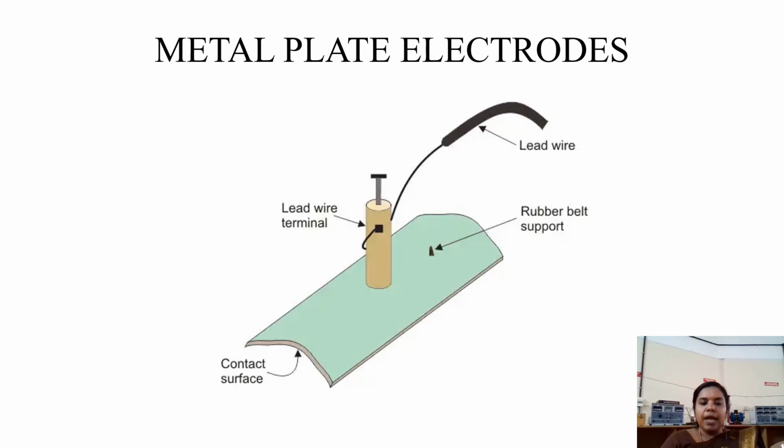Here we have a disadvantage. Since we are using this electrolyte paste, there may be a movement or dislocation of this metal plate electrode. Because of that, measurement errors will occur. So that is the main disadvantage of metal plate electrodes.